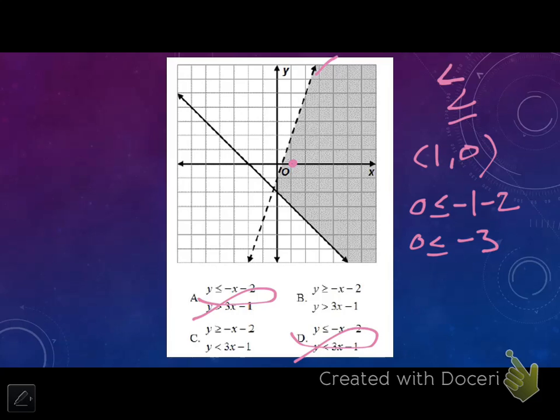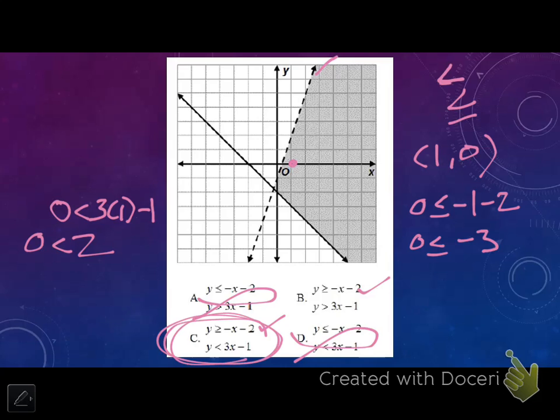So let's look at C. Well, we already know that this has to be true because they're both the same thing. So now let's look at the second equation and put in 1, 0. So we got 0 is less than 3 times 1 minus 1. 3 times 1 is 3, minus 1 is 2. So C is our answer.